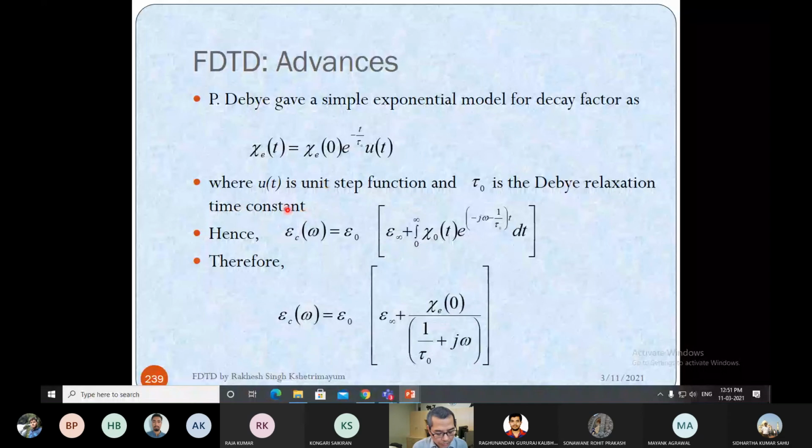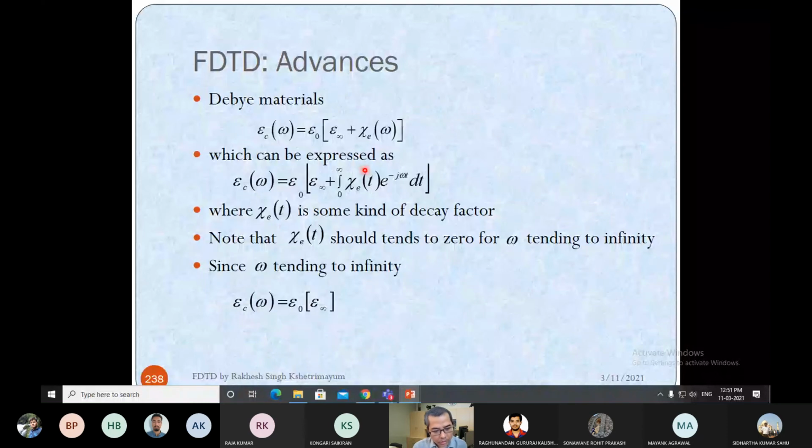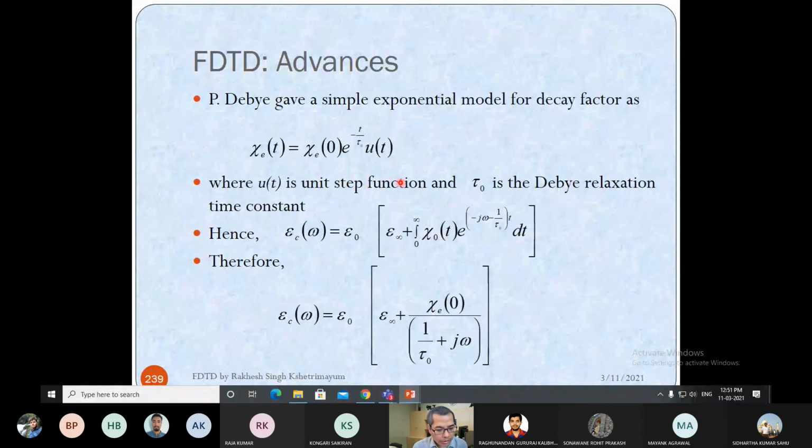So now, what was the equation we have here? The equation we have here is epsilon c omega equals epsilon 0 epsilon infinity plus the Fourier transform of epsilon chi e t. So we have the expression for chi e t, just plug it in here, do the Fourier transform of that, then we get the relation. So when I plug in the value of chi e t according to the Debye model, I will get this equation as the integral from 0 to infinity of chi naught, exponential minus j omega t, which was already there from the Fourier transform. Then we also have this function here, exponential minus t by tau naught. So I can simply write it in this form here.